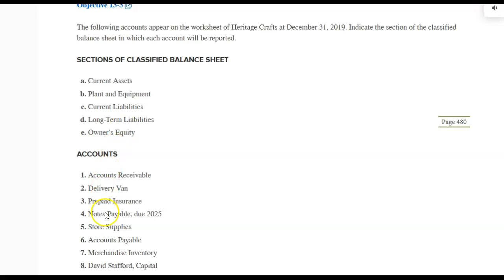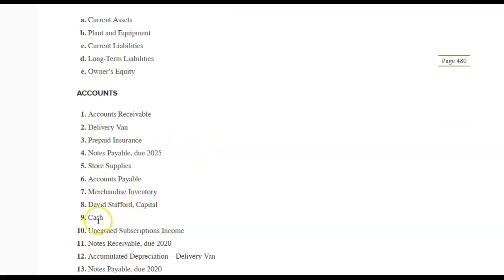Store supplies is a current asset. Accounts payable is a current liability. Merchandise inventory is a current asset. Capital, what's the capital? It's owner equity, E. Cash would be a current asset.